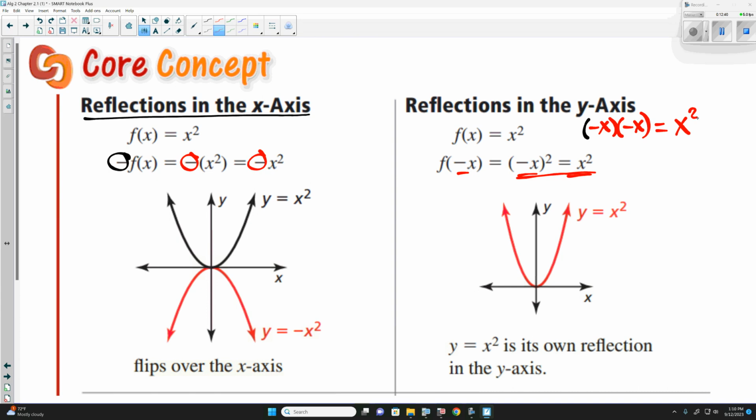Now, this cannot be said to be true if we're away from the x-axis. So negative x plus 1 squared is not the same as x plus 1 squared. We can't just drop the negative on these here because it's not along that x-axis. These do not line up.